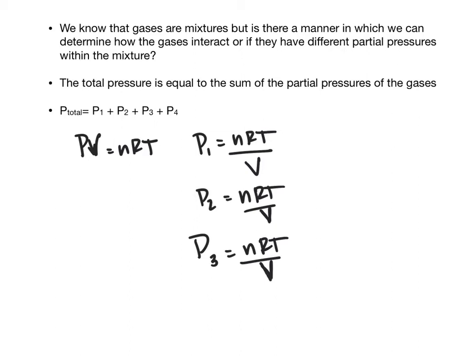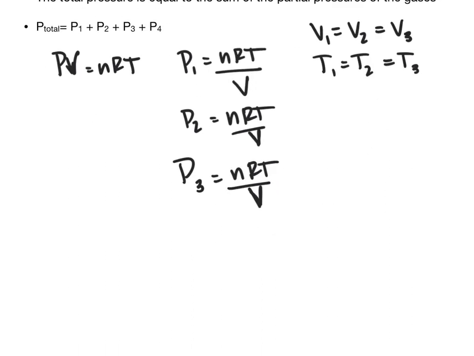Now, it's important to note that all three of these gases are contained in the same container, so the volumes are all the same. So V1 equals V2 equals V3, just equal V. The moles could be different, and that's important. But we also know that the temperature T1 equals T2 equals T3. So we're going to be able to solve for this where the total pressure, P total, is equal to P1 plus P2 plus P3.